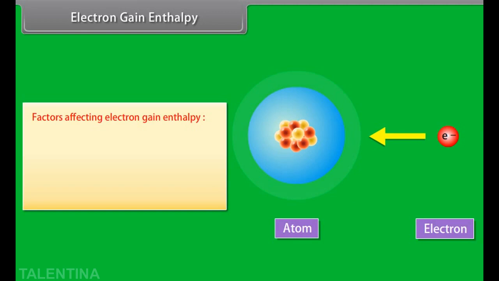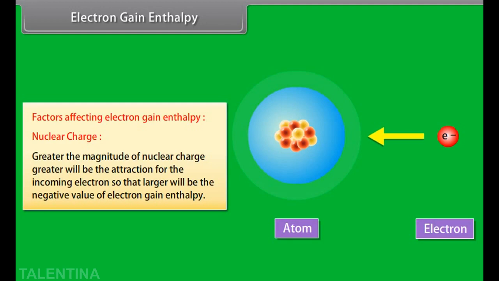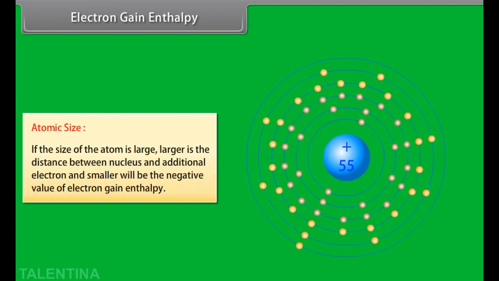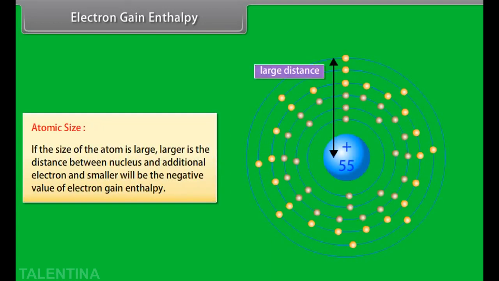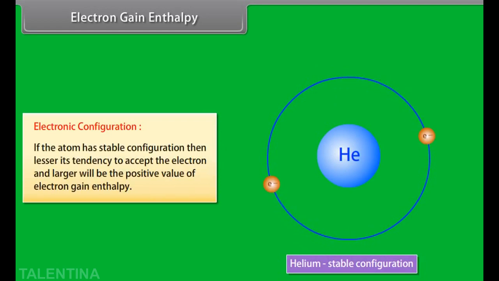Factors affecting electron gain enthalpy. Nuclear charge. Greater the magnitude of nuclear charge, greater will be the attraction for the incoming electron, so that larger will be the negative value of electron gain enthalpy. Atomic size. If the size of the atom is large, the distance between nucleus and additional electron is larger, and smaller will be the negative value of electron gain enthalpy. Electronic configuration. If the atom has a stable configuration, then lesser is its tendency to accept the electron, and larger will be the positive value of electron gain enthalpy.